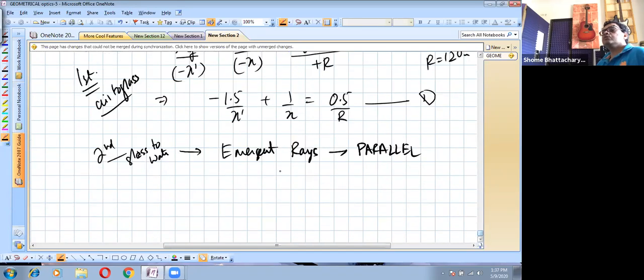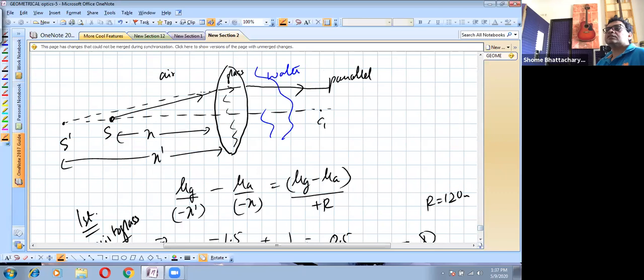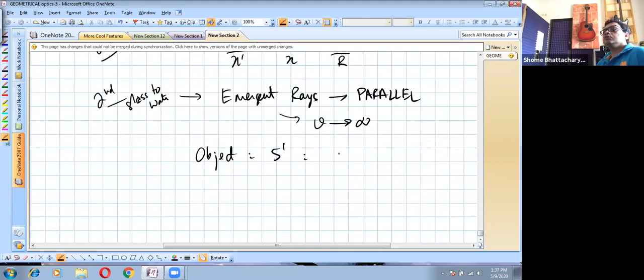That means the first thing that we know is that the image should be at infinity. Whereas what was the object for that one? The object was actually S prime, because the rays which are hitting this interface don't appear to be coming from S, they appear to be coming from S prime. So we should take u as minus x prime, v tending to infinity, and we have the formula, and R equal to minus 120 centimeters.